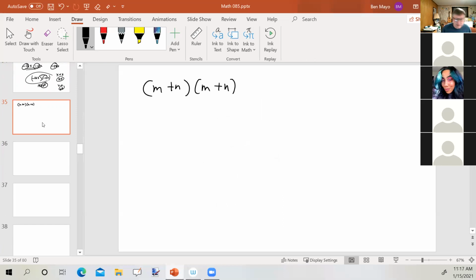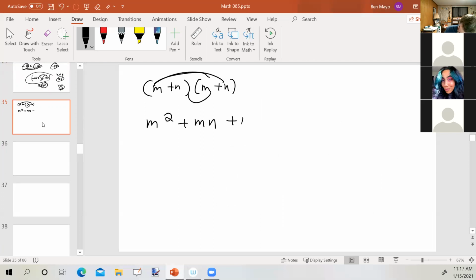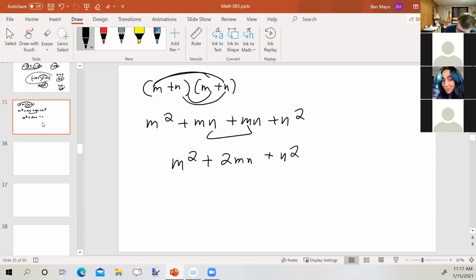So how about this? We've got m plus n times m plus n. So multiplying that together, you get m squared plus mn plus mn plus n squared. These are like terms, so we get m squared plus 2mn plus n squared. And that's it. Okay?